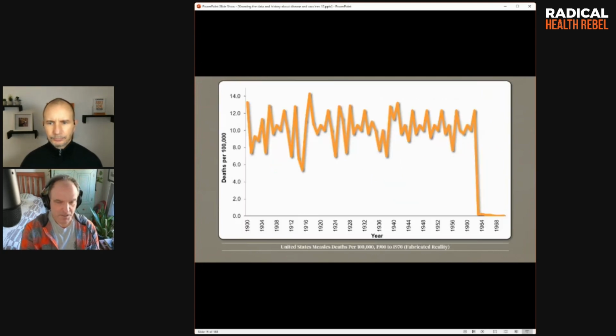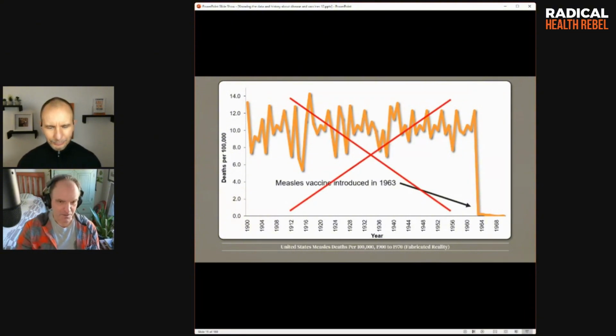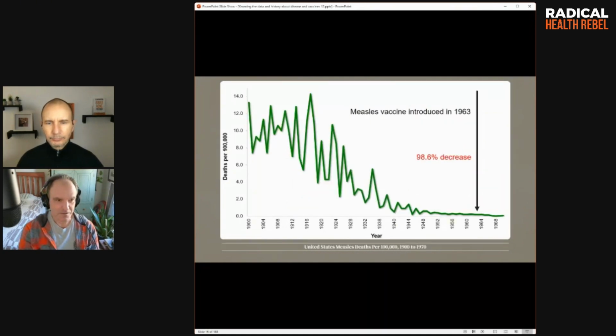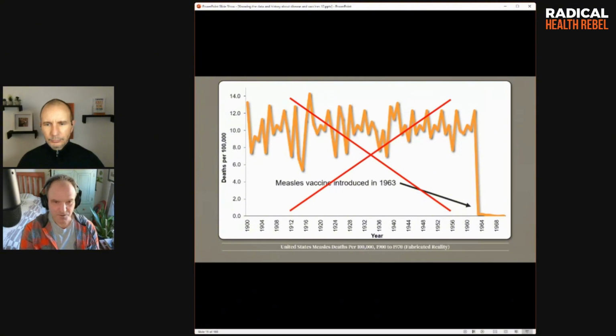This is what I used to believe: that there were deaths from diseases, and then they came out with a vaccine and it just dropped off. This is the belief system I had and what most people have. This is completely wrong. This is not real. This is a fantasy. It's not what happened. What happened is this. This is what happened. The other is not true at all in any way, shape, or form.